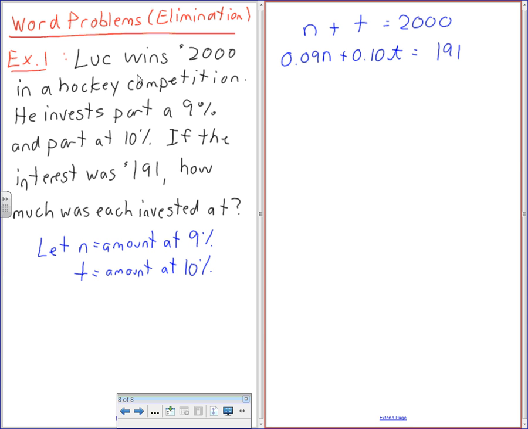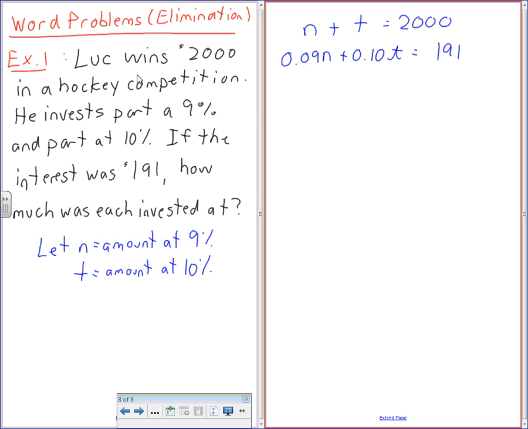Okay, so that's the first equation with your total, and the second equation with the interest. So if instead of 191 they gave you a percentage, you'd have to do 2,000 times that percentage. Exactly. Let's say the next one said the overall average was, I don't know, 9.3%. Then you have to do 9.3% times 2,000.